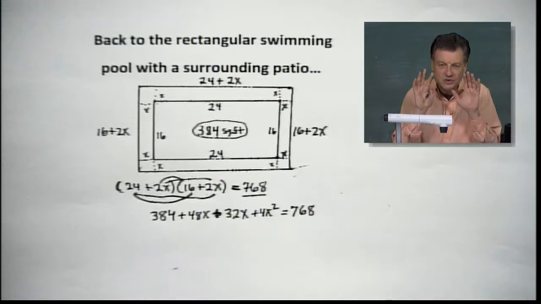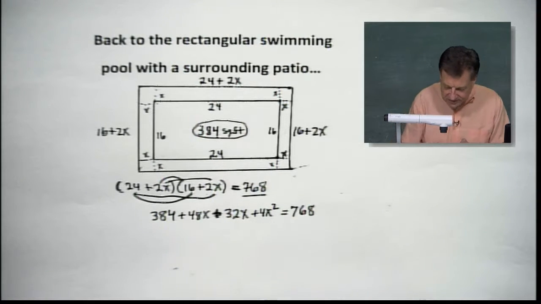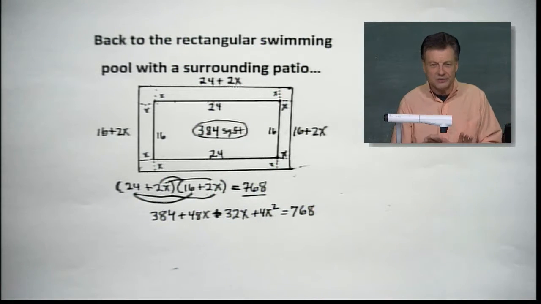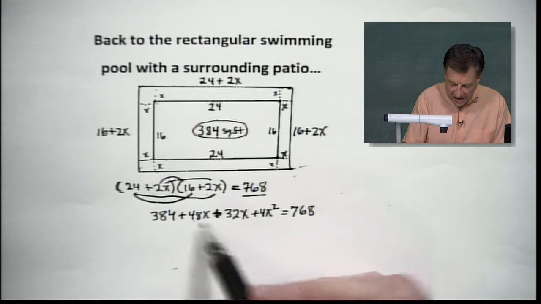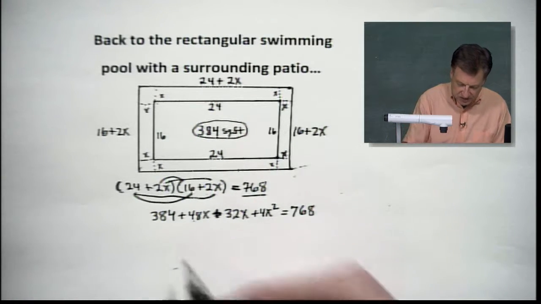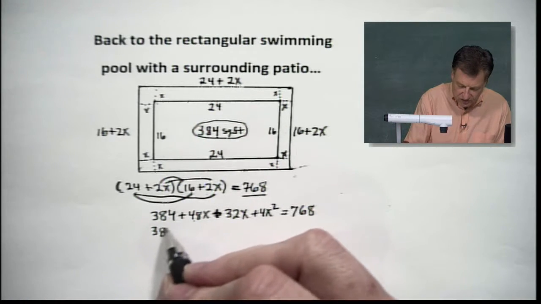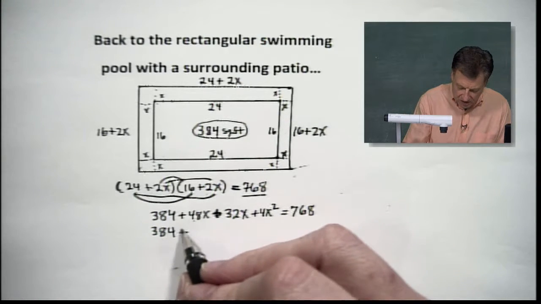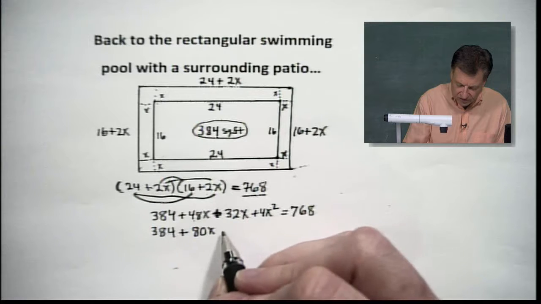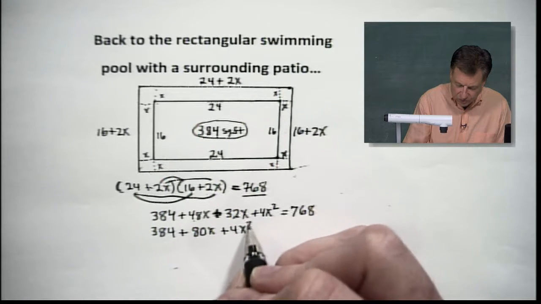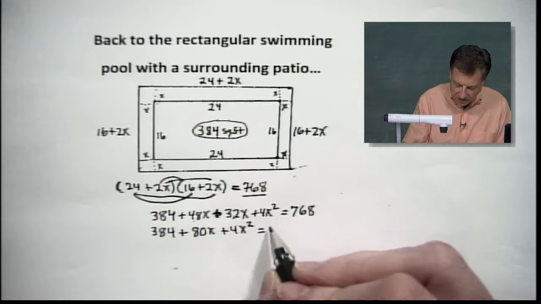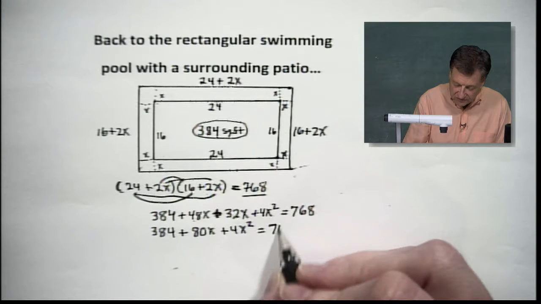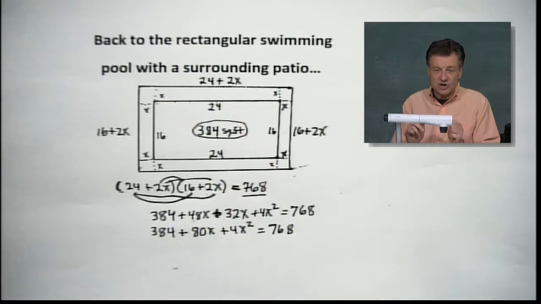768. So we're going to make this thing prettier, all right? Because it's just kind of nasty right now. It really is. So we're going to go ahead and add that 48 and 32, which we did just barely at the end of the show yesterday. And some of you are probably going, where'd you get that 80? Now we're going to show you. We have 80x plus 4x squared equals still 768. All we did was combine like terms.